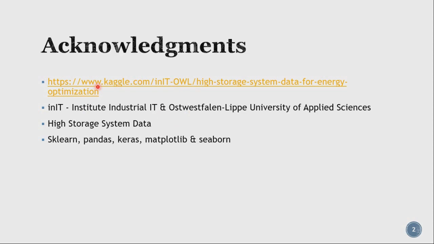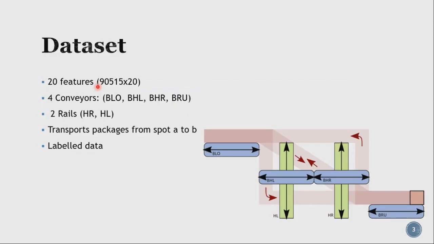The libraries used throughout the project were scikit-learn, pandas, keras, matplotlib, and seaborn. The dataset includes 20 features and around 90,000 rows. The features are four conveyors and two rails with different parts of them. And here in this image, it represents the conveyors and the rails. The blue ones represent the conveyors, and the yellow ones represent the rails.